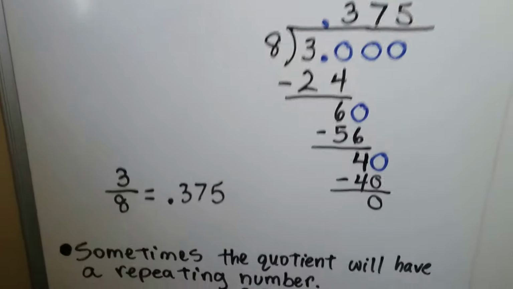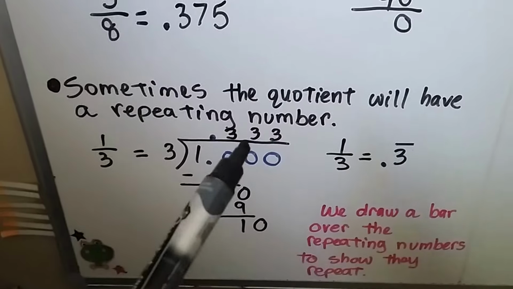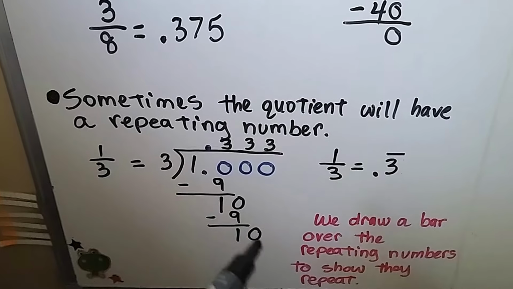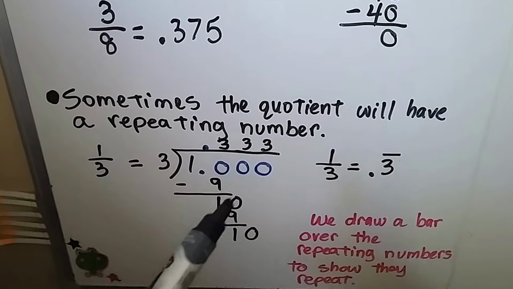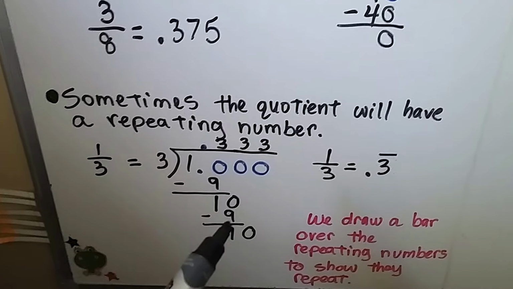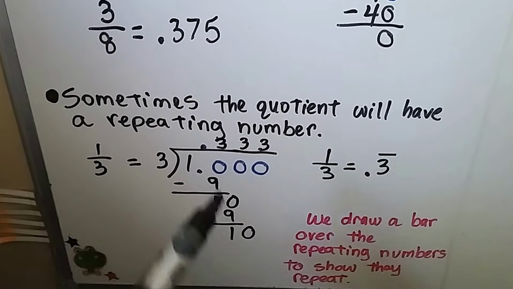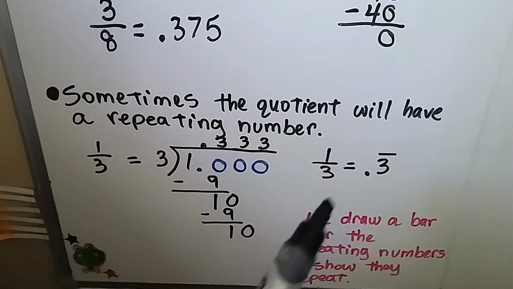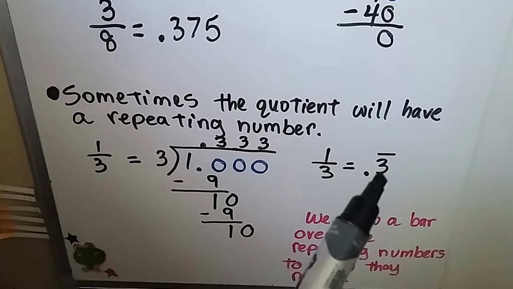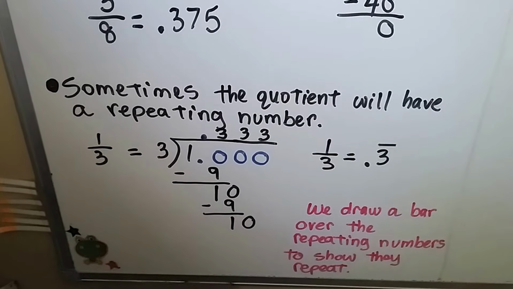We just add however many zeros we need to get a zero remainder. Now sometimes the quotient will have a repeating number, and no matter how much we divide, it's going to keep having the same subtraction. We get a 9, we subtract, get a 1, drop down a 0, get a 10. And it'll keep repeating for 1/3. So what we do is we just write a 3 with a little bar over the top of it to show that it's repeating. Okay?